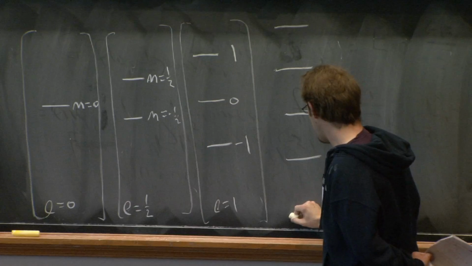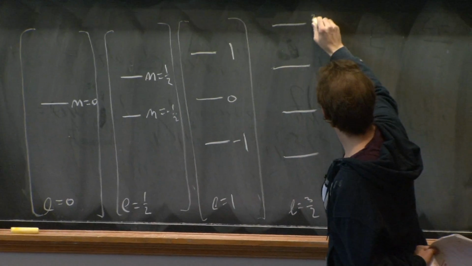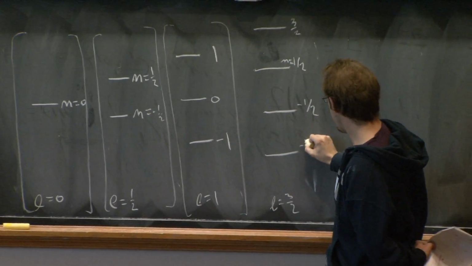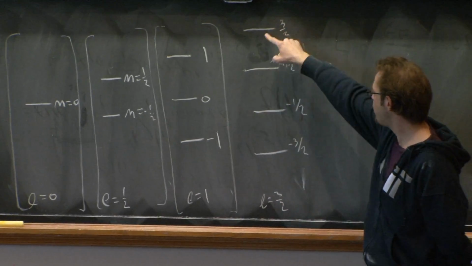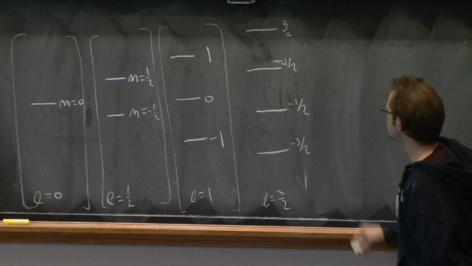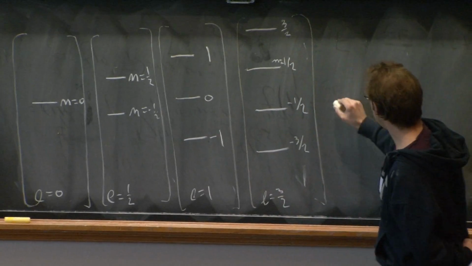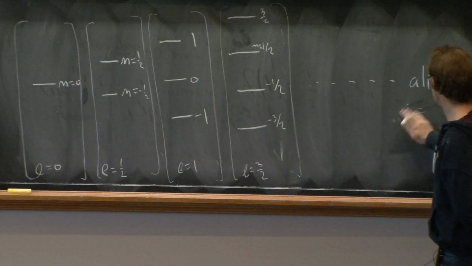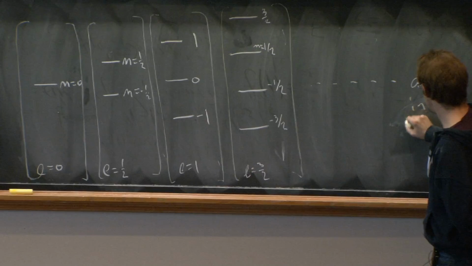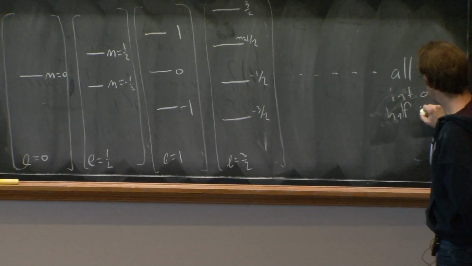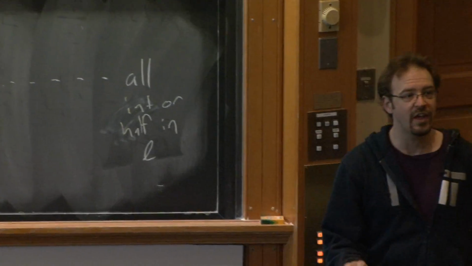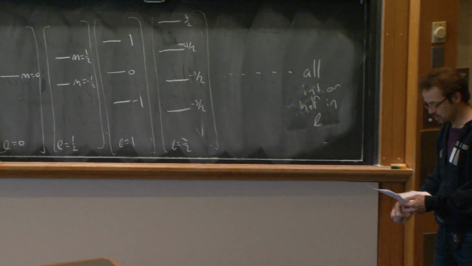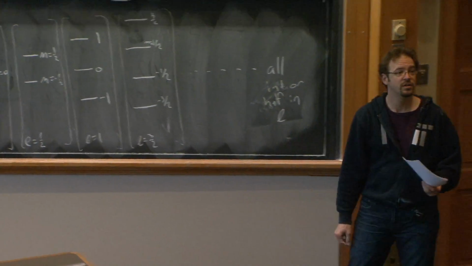4 states for L equals 3/2, with states M equals 3/2, 1/2, minus 1/2, and minus 3/2. Okay? The values of M span from minus L to L with integer steps. And this is possible for all values of L that are all integer or half integer. So for every different value of the total angular momentum, you have a tower of states labeled by LZ's eigenvalue in this fashion. Questions?